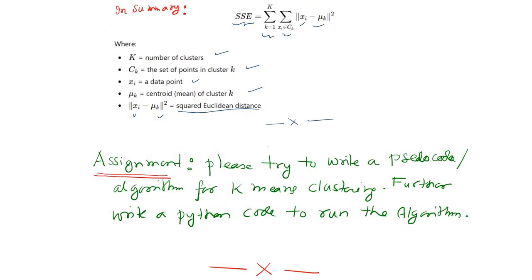One last request is that whatever I have shown, irrespective of the example, please try to write a pseudocode algorithm for K-means clustering, which will give you a flavor to understand K-means clustering, and further you can try to write Python code to run this algorithm.